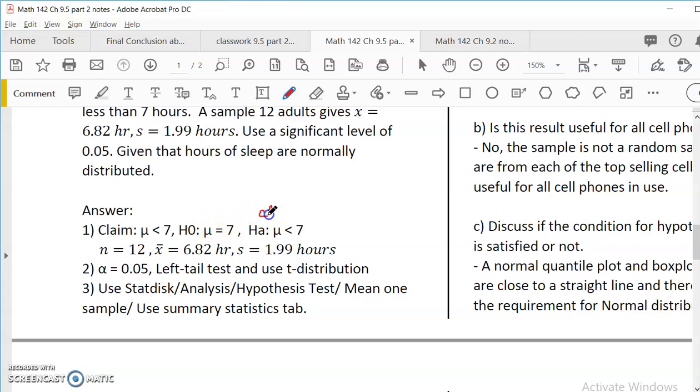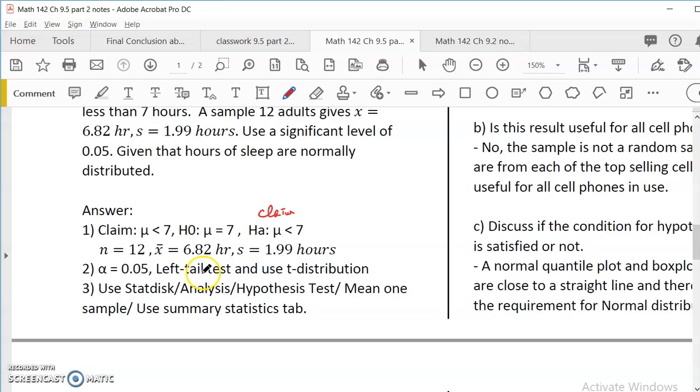So the claim is in the HA, which is the alternative hypothesis. If this works out, you would be able to support it. Remember, when the claim is in the alternative, you can support the claim if you have a low p-value. And then the other thing we want to say is what type of test we have. We want it to be small in order for this to work.